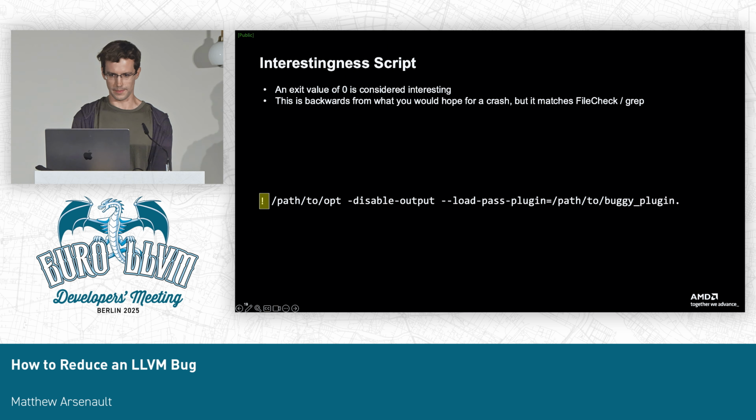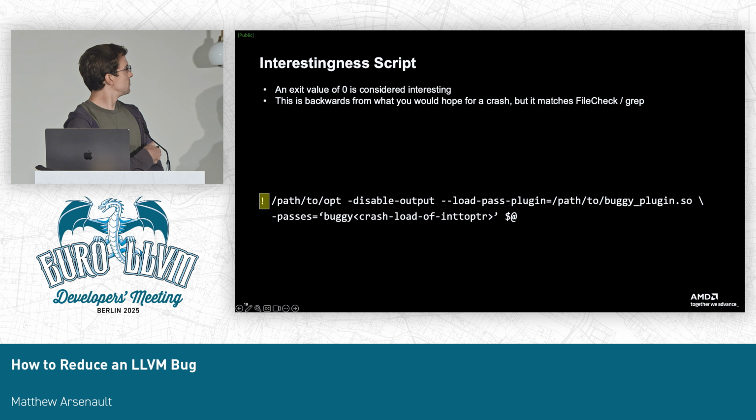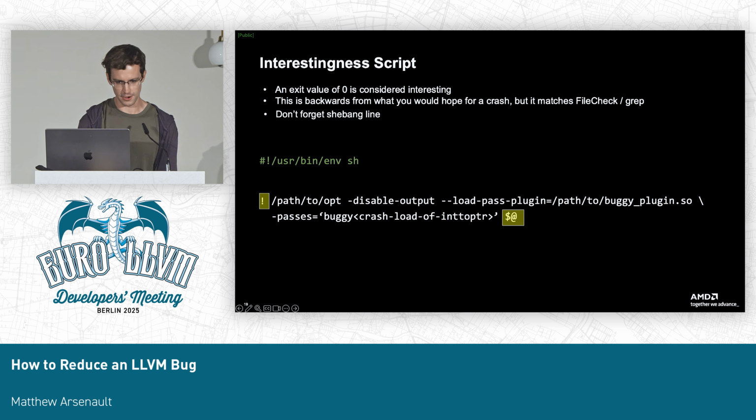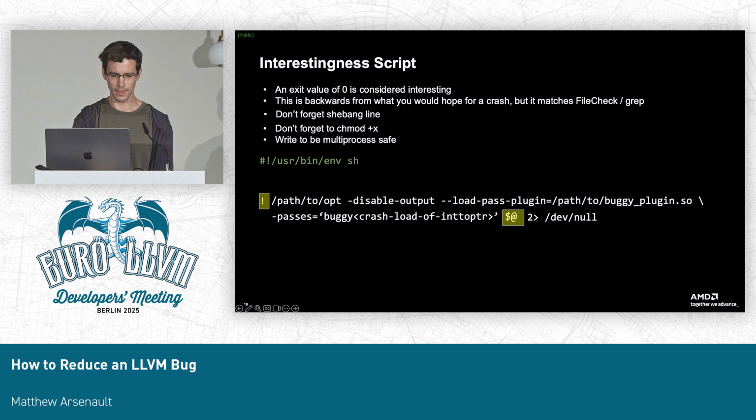So here we have our interestingness script, which is just run opt with our plugin, and then run the pass we have, and we have to make sure to invert the error code and forward along the arguments from the script. Make sure you don't forget your shebang line, or else you get some stupid POSIX spawn error. And don't forget chmod +x either. And then you'll probably want to redirect stderr to /dev/null, or else you'll get a lot of spam printing as you reduce. You should also make sure to write this to be multiprocess safe, which mostly means be careful about temporary files. Use mktemp to get a proper globally unique file.